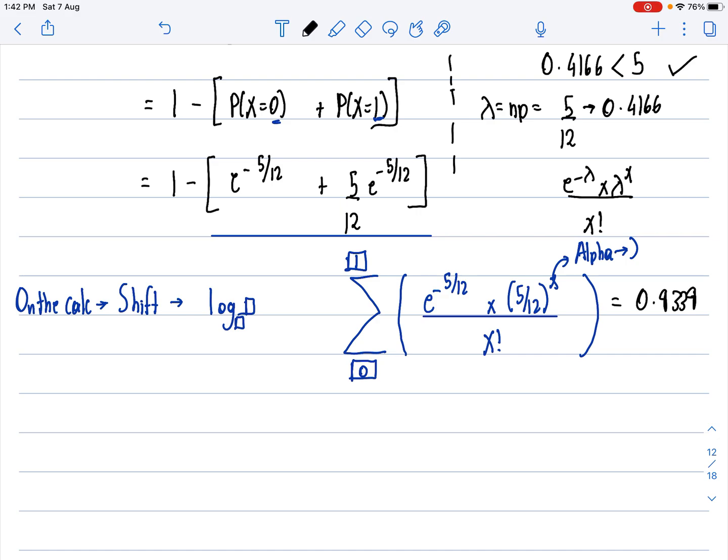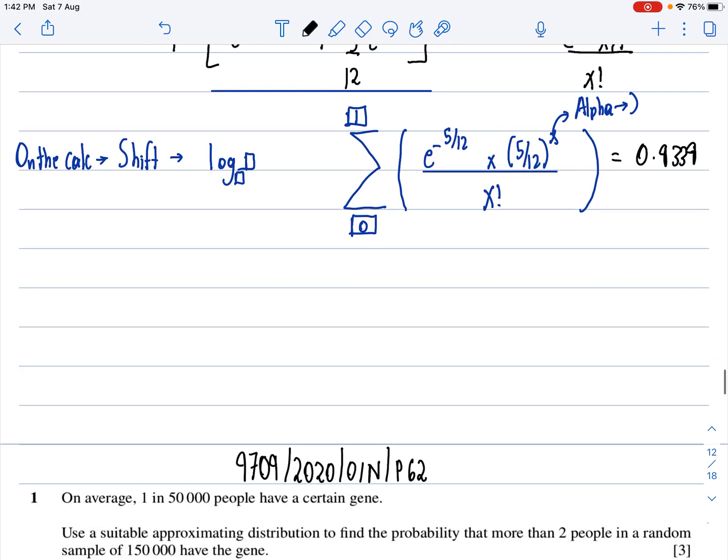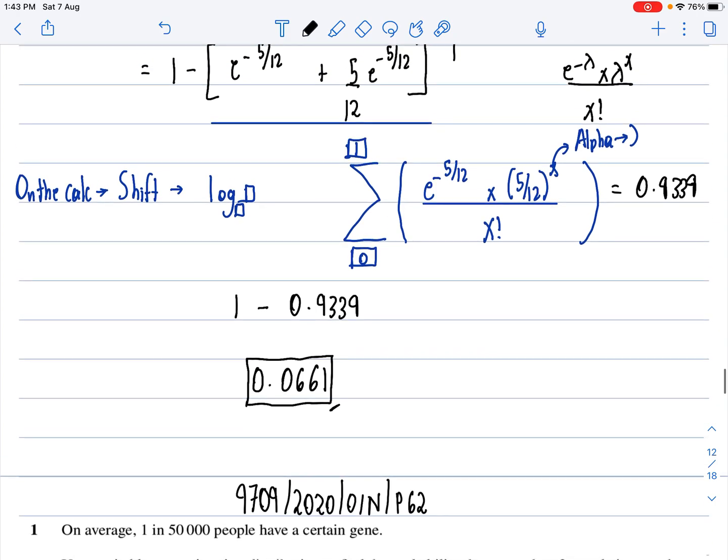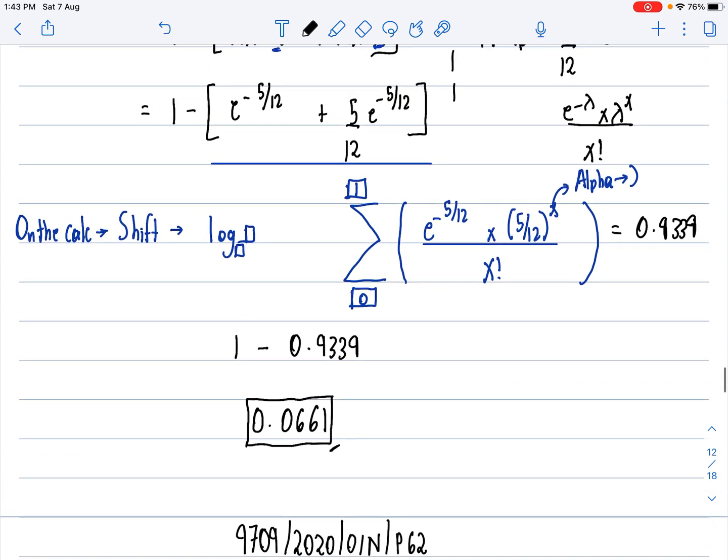0.9339. But this is the value in the blue underlined portion. You need to do 1 minus 0.9339 to get your answer, correct? So when you do that, you get your answer as 0.0661, correct, which is the final answer of the question. This is what I basically need, and this is the final answer.